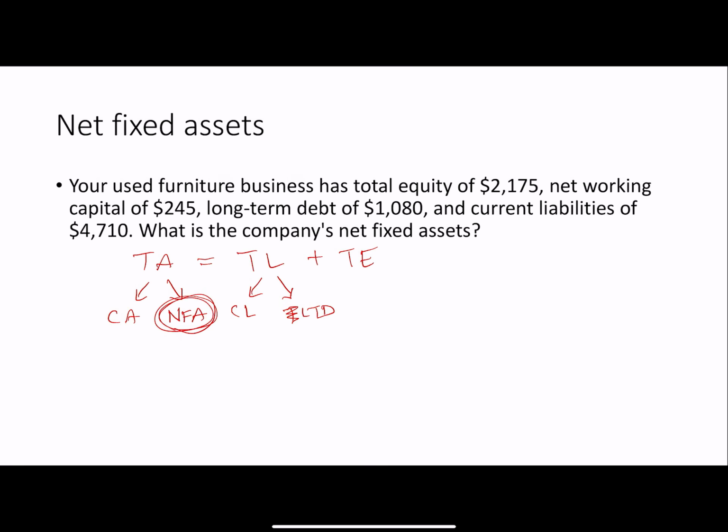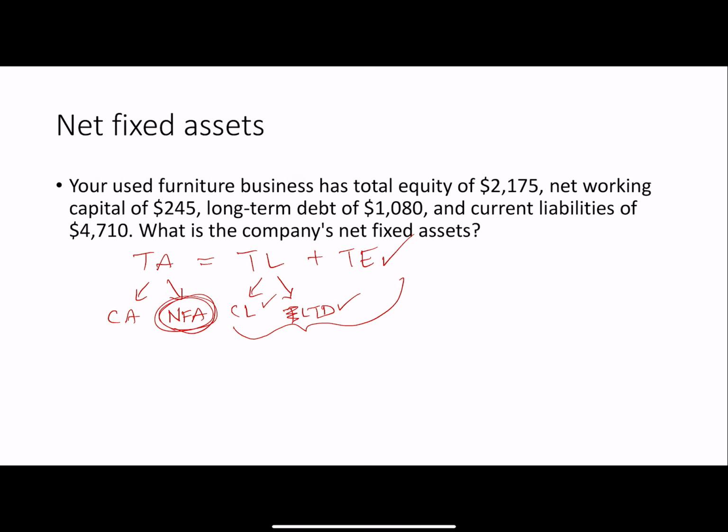We have total equity, so that's check. We have net working capital, which we haven't talked about yet, but we'll get to in a second. Long-term debt of $1,080, and current liabilities of $4,710. Okay, we can already see we can piece this whole side together. So let's go ahead and do that.